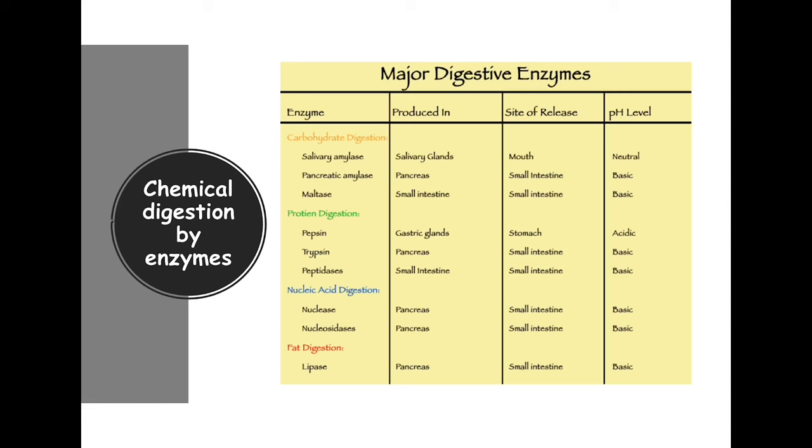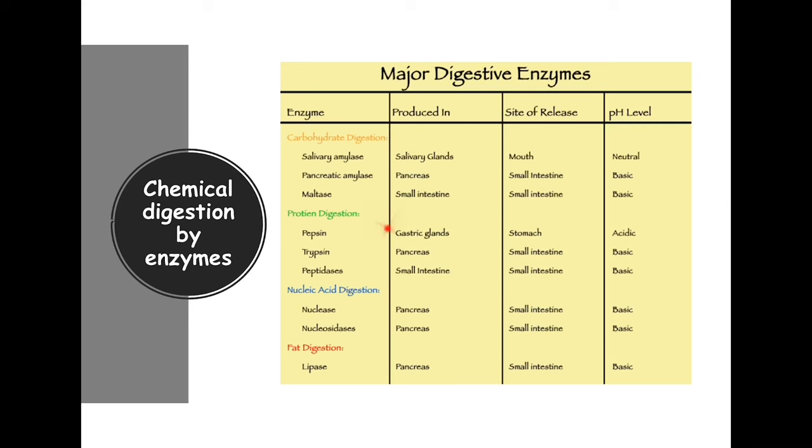There are other enzymes that break down carbohydrates. We have the pancreatic amylase. I'm sure you know where it's produced, the pancreas, because the name is in there. And they're actually secreted into the small intestine, particularly the duodenum that I mentioned. And then we have maltase that is actually produced by the small intestine, and they continue to digest the carbohydrate there.